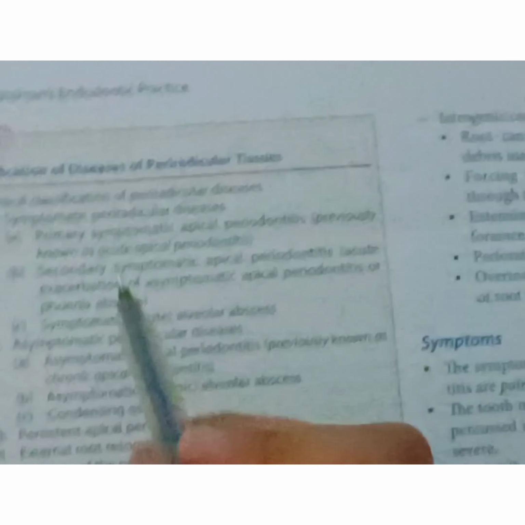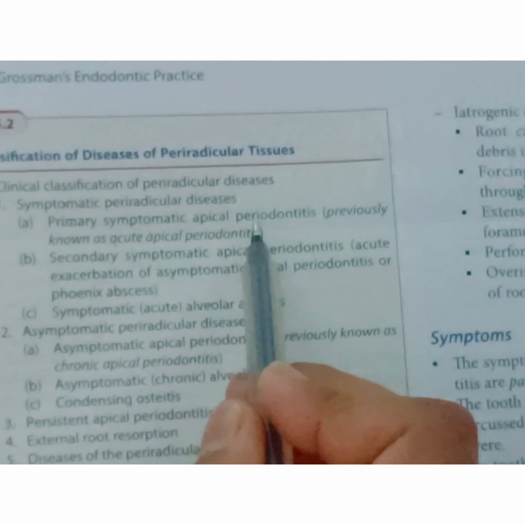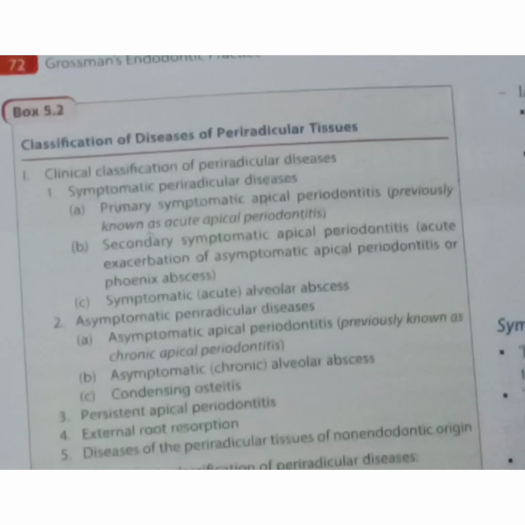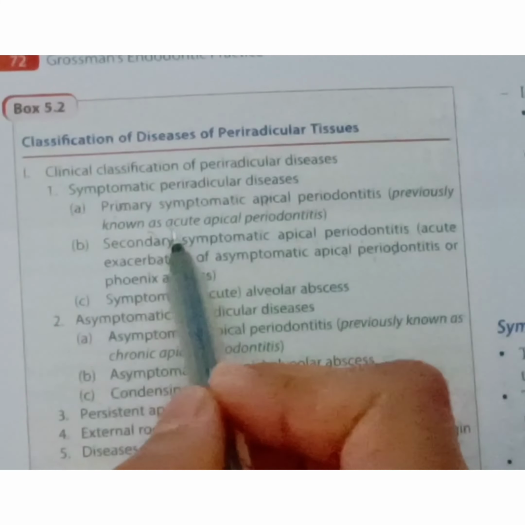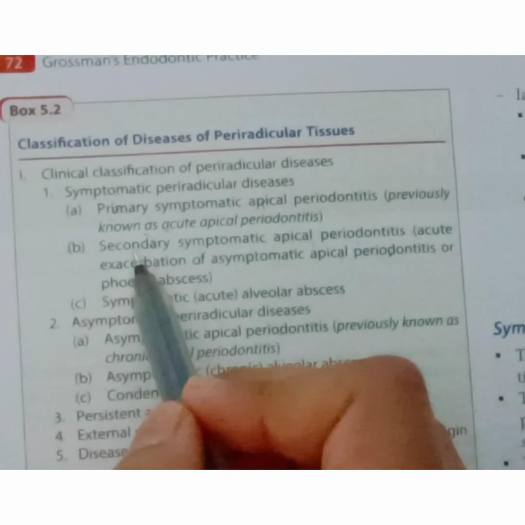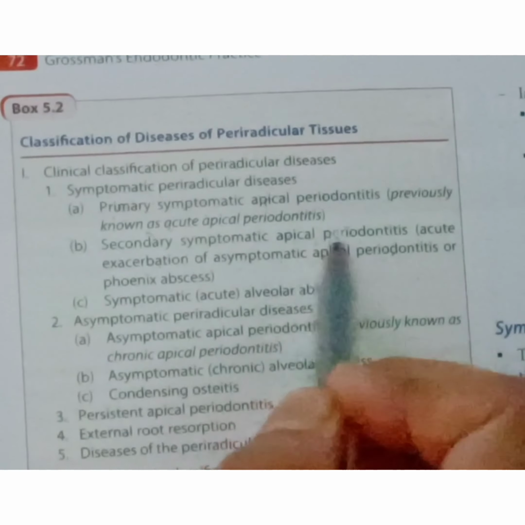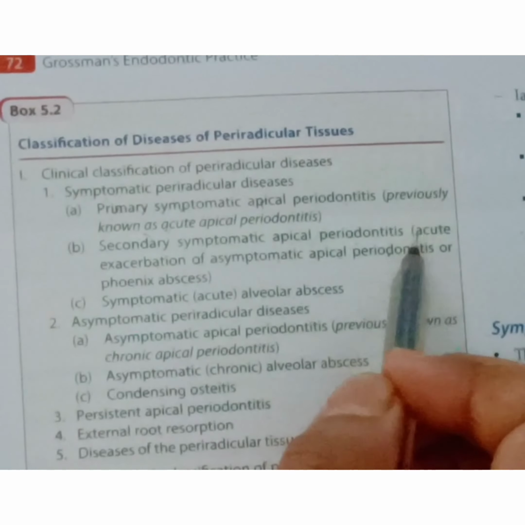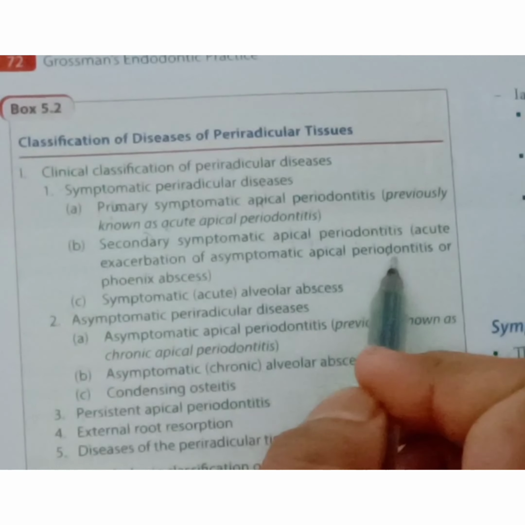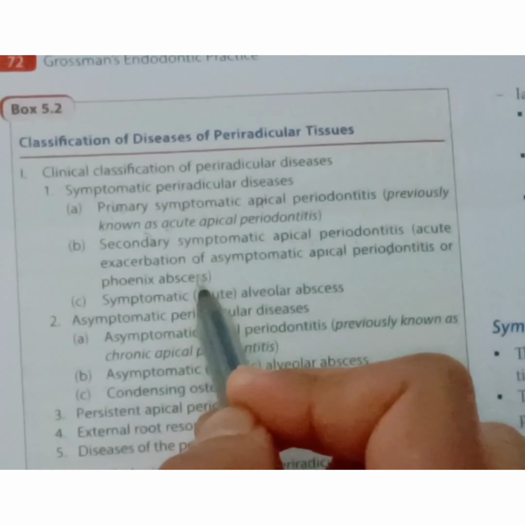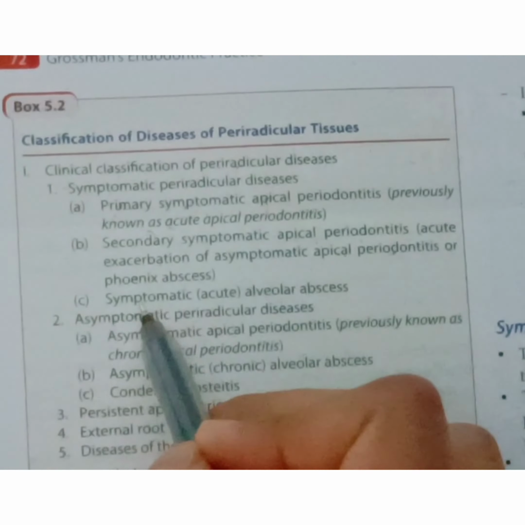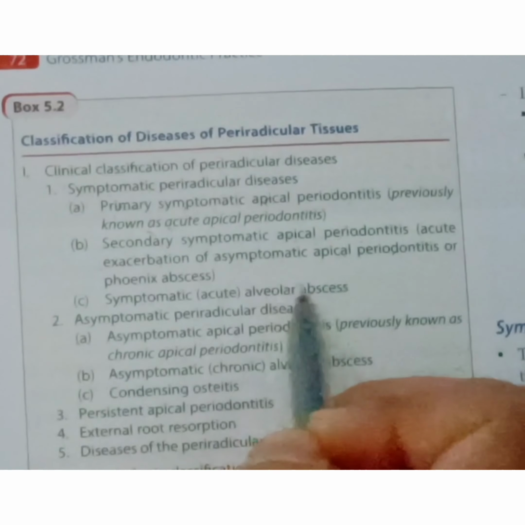So primary symptomatic apical periodontitis was previously known as acute apical periodontitis. Now the term acute has been replaced by symptomatic. The other one is secondary symptomatic apical periodontitis, also known as acute exacerbation of asymptomatic apical periodontitis or phoenix abscess. And then the third one in the symptomatic category is the symptomatic or acute alveolar abscess.